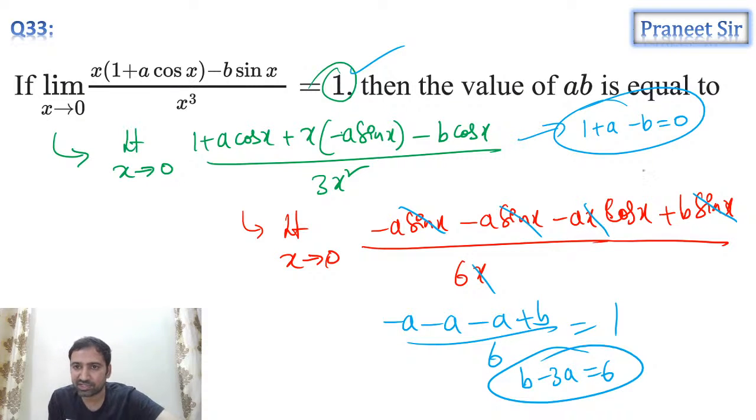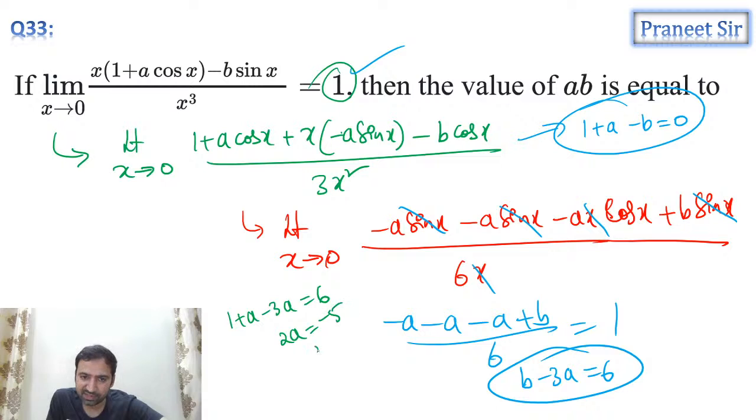Okay, this is another equation. 2 equations and 2 unknowns, guys. Can we calculate this? Add these 2 equations. If you add these 2 equations, b and b get cancelled, and 1 plus a minus 3a is equal to 6. So from this, 2a is equal to minus 5, a is equal to minus 5 by 2.